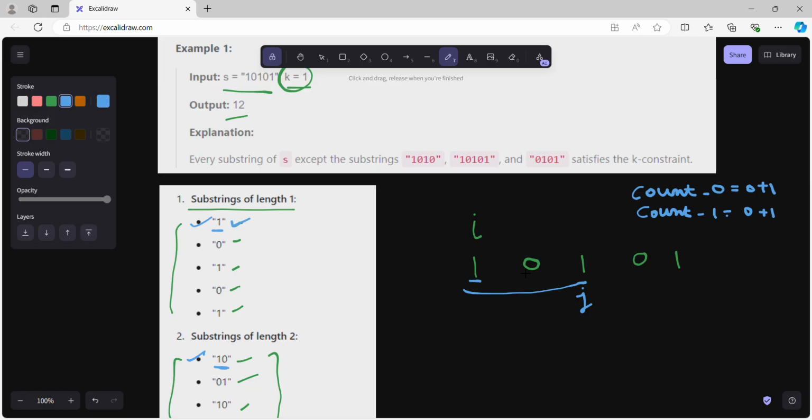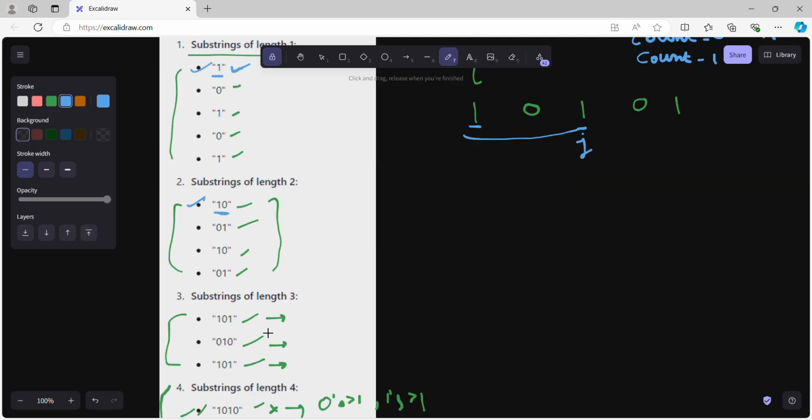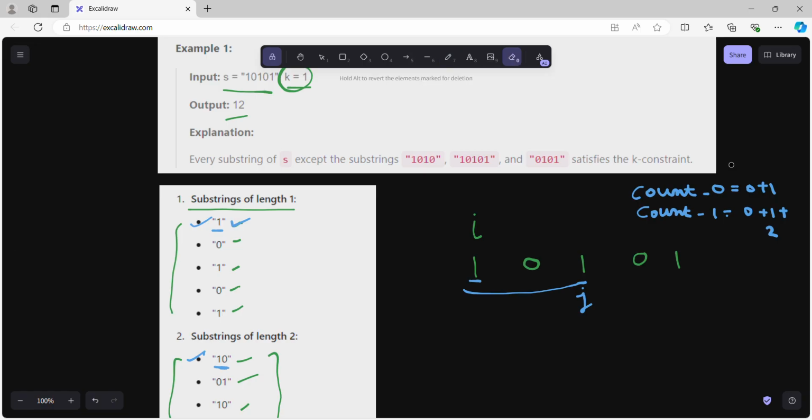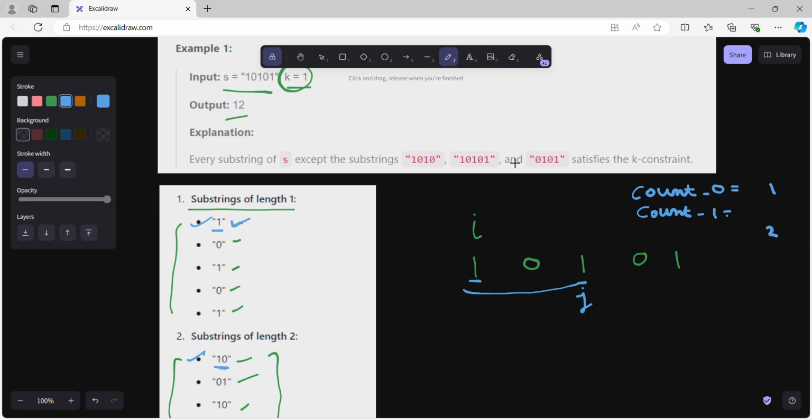So for 101, the number of zeros is at most 1, so this condition is also satisfied. So I'm good. Here let me just increment the count of 1 to 2. Now my count of 1 is equal to 2 and count of 0 is equal to 1 only right now.